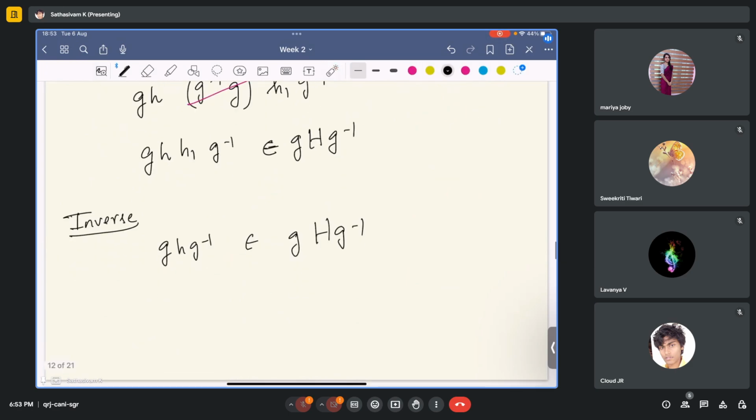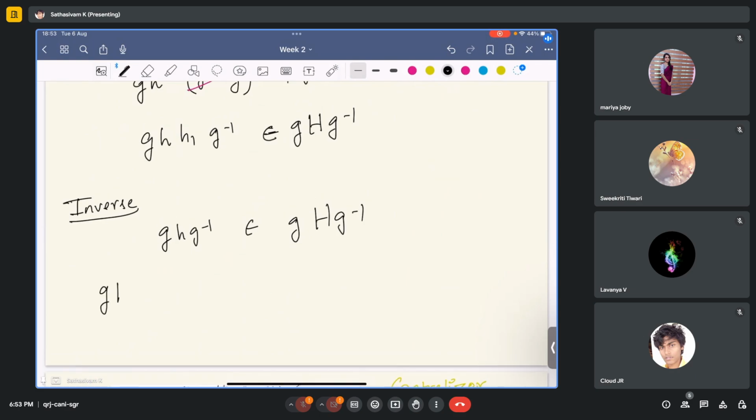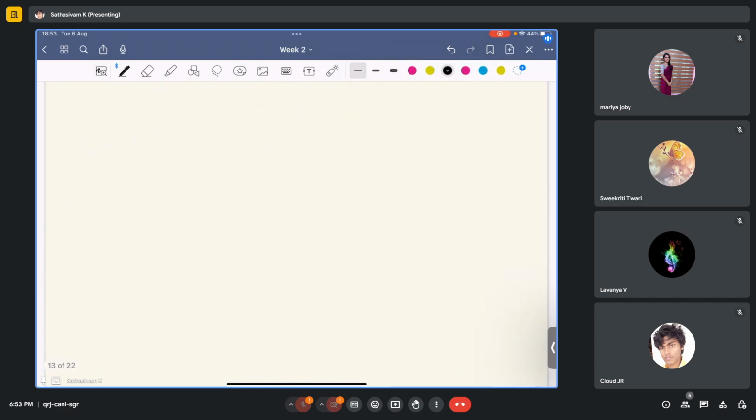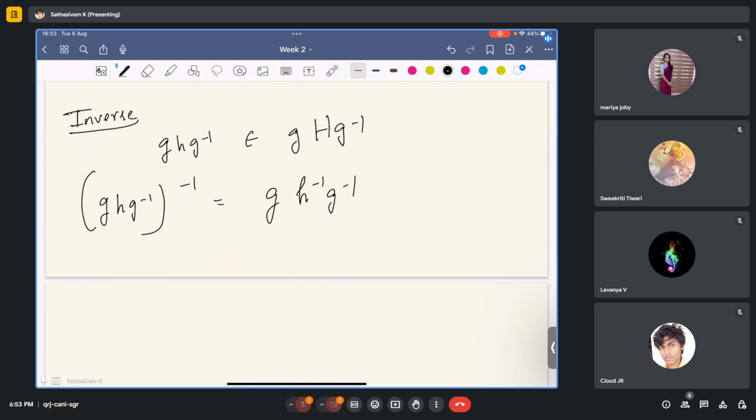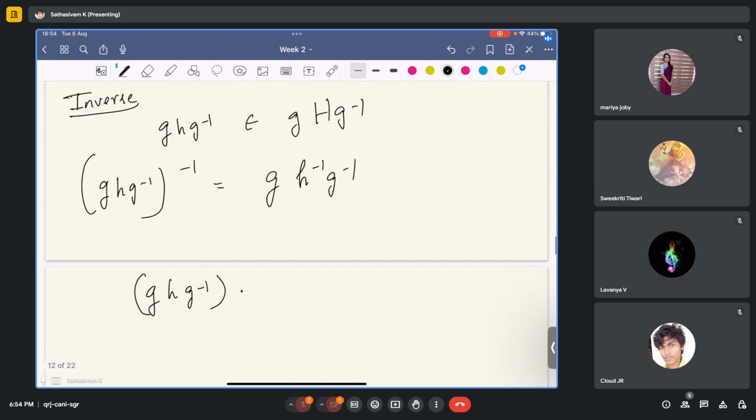Basically the inverse. I'll write here g h g inverse, its inverse is nothing but g h inverse g inverse. That's the obvious candidate, right? So let's multiply it and prove that it's the identity. How do you prove that something is the inverse of this element? You just have to multiply and show it is equal to 1, right? And that is what we are going to do.